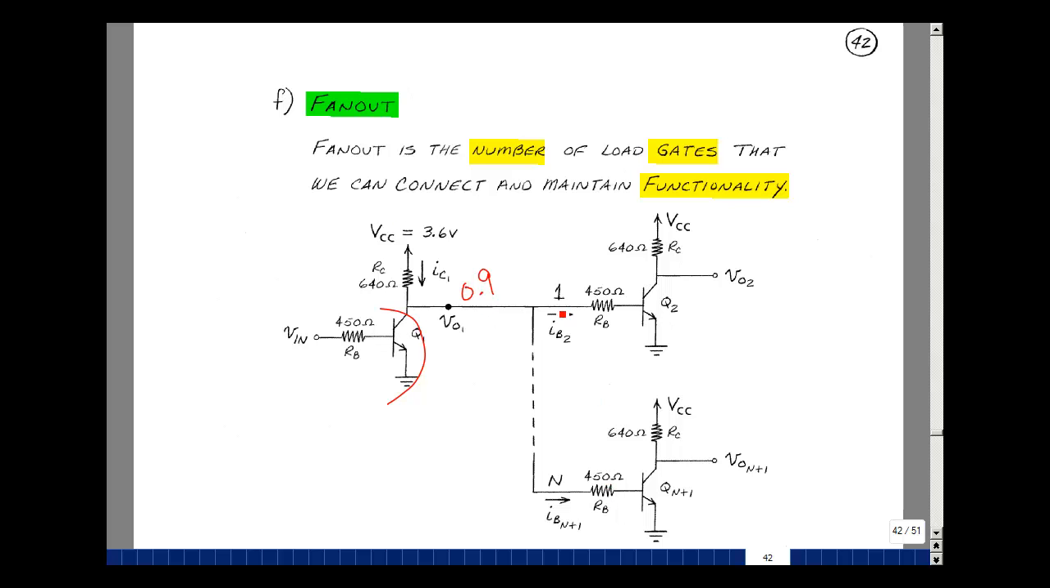This current is equal to this current all the way through here through N. And the current that's entering here is 3.6, or VCC, minus 0.9 divided by 640 ohms. And that has to equal this current plus N more: N times the difference of these two node voltages, which is 0.9 minus 0.7, and then the current would be dividing that by 450 ohms. And this is shown on the bottom of the page.